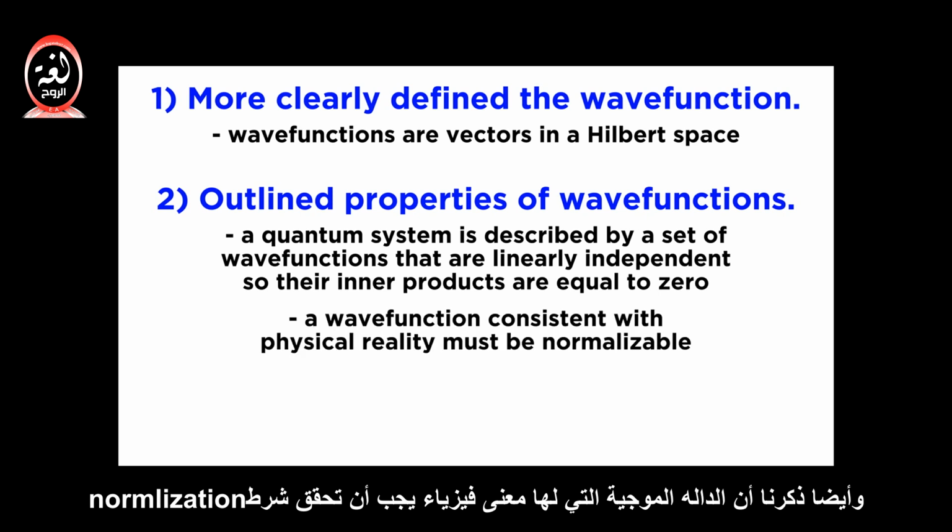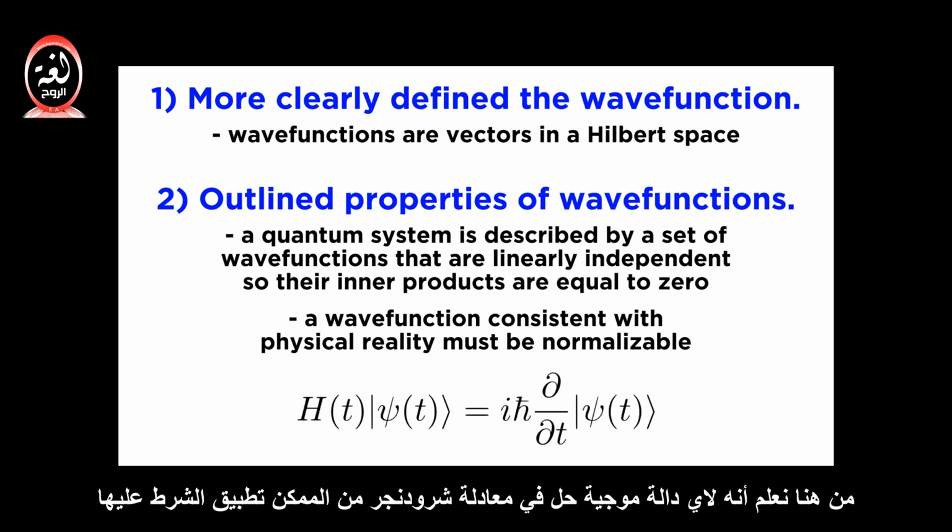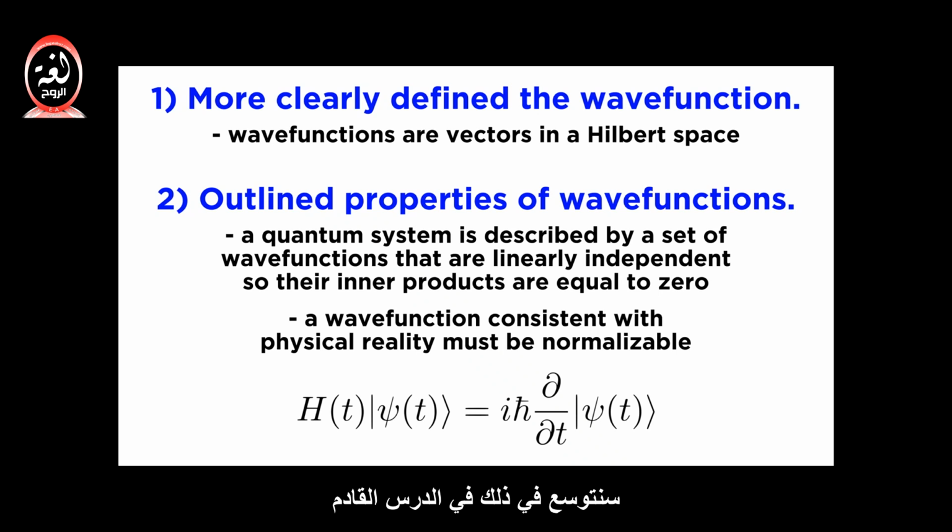Then we stated that a wave function consistent with physical reality must be normalizable, meaning that its inner product with itself must be equal to 1. From here, we must simply know that for any wave function that is a solution to the Schrödinger equation, it is possible to normalize it. We will expand on this in the next tutorial.